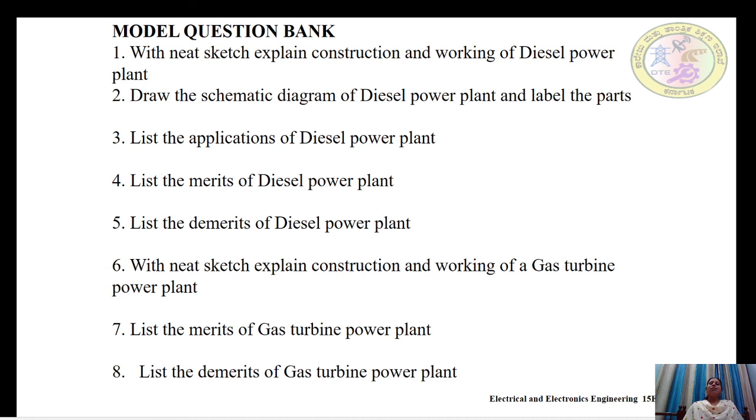Sometimes they may ask, draw the schematic diagram of diesel power plant and label them. You should thoroughly know the diagram, how to draw it and what the parts are. If you know the operation of the diesel power plant correctly, you can easily draw the diagram.